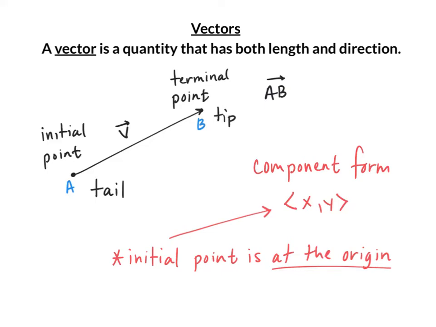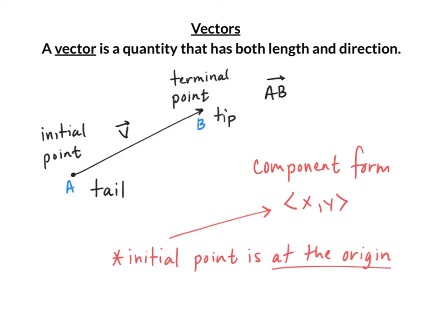Vectors. Today we're going to talk about vectors. A vector is a quantity that has both length and direction. Take a look at the picture there. A is the initial point. B is the terminal point where it stops.